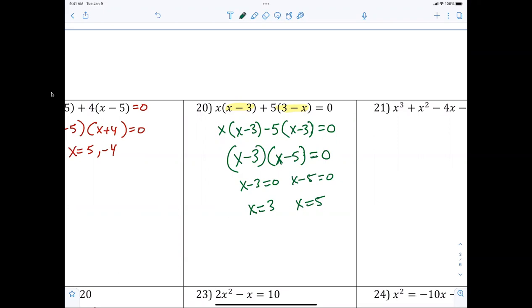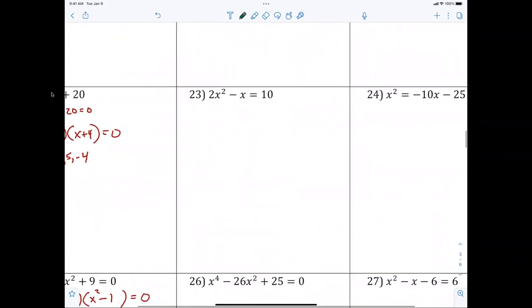All right, we got a problem on 23. What's the problem? It's not set equal to what? 0. So I need to move the 10 from the right side to the left side. And when I move it, it becomes what? So 2x squared minus x minus 10 equals 0.